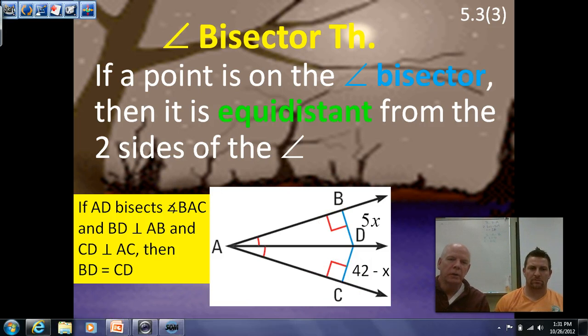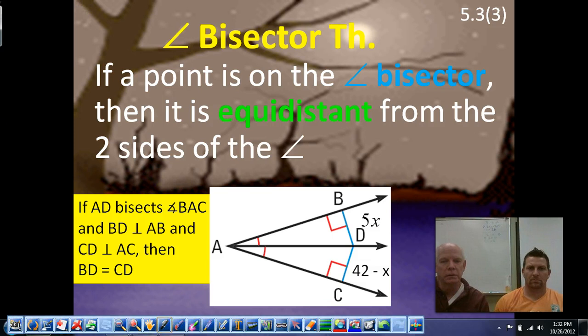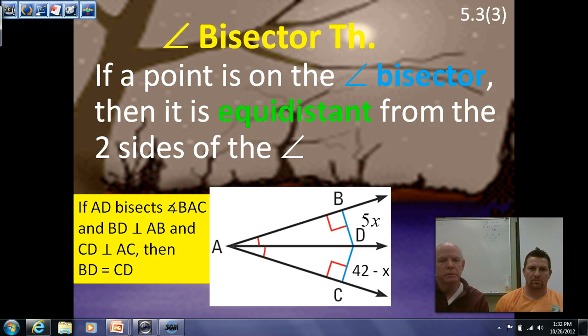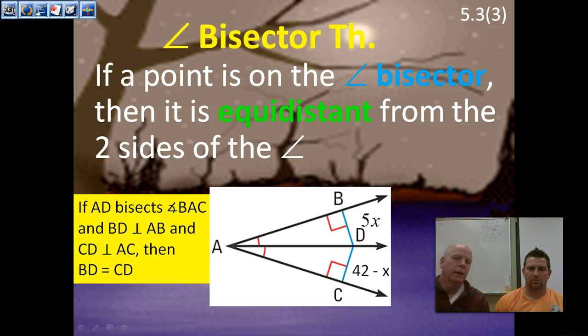So we have an algebraic equation that we need to set up here because one of those distances is represented by 5x. The other distance is represented by 42 minus x. And so because our theorem here says that those are equidistant, because D is on the angle bisector, we would set those equal to each other. And so we would go 5x equals 42 minus x, add x to both sides, we get 6x equals 42. And so if we solve that, divide both sides by the 6, we're going to get x is equal to 7. And that would represent the correct value to plug into that to make that a true statement. All right, that's the angle bisector theorem.